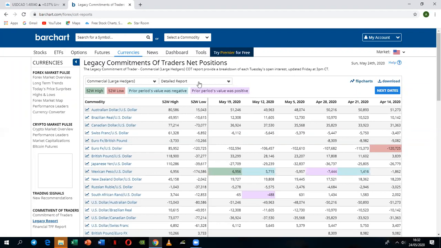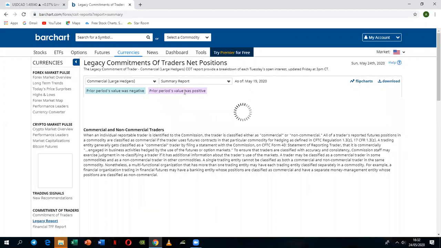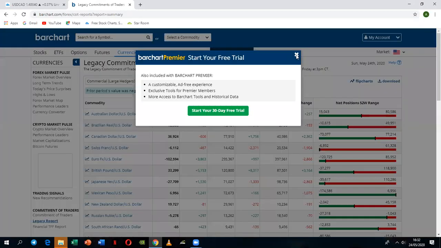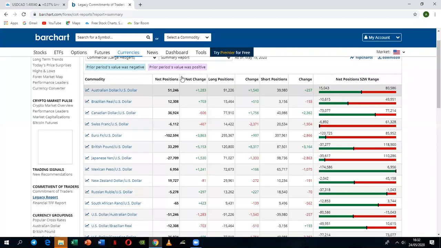So you want to click under the detailed report. You want to click summary report. These are the real numbers, but you want the summary report. The summary report will give you what you want. Even if you don't like looking at numbers, you can just look at the net position. So let me show you.